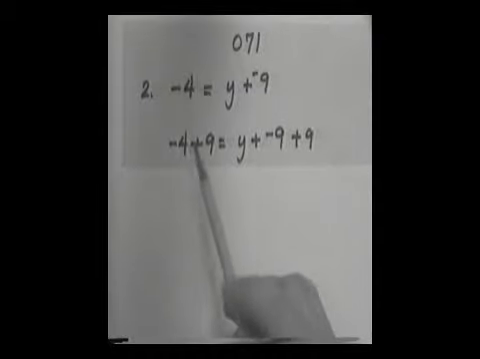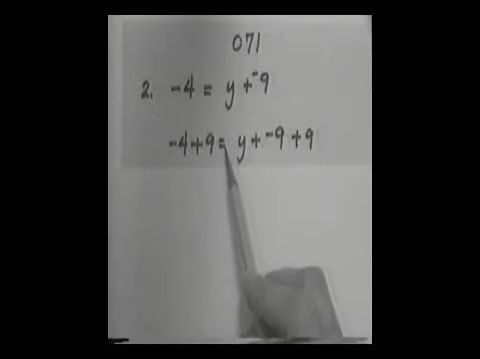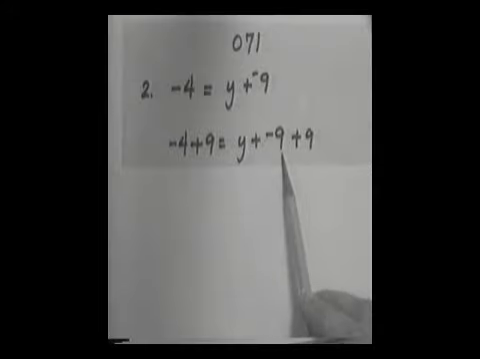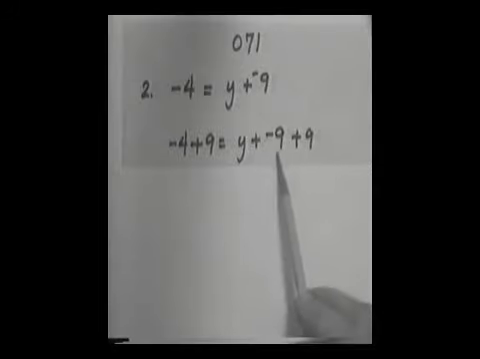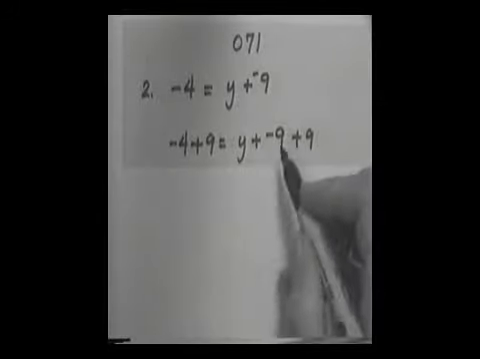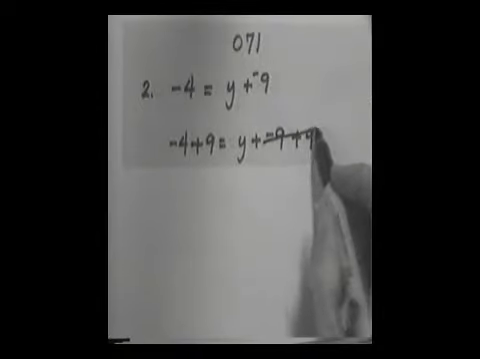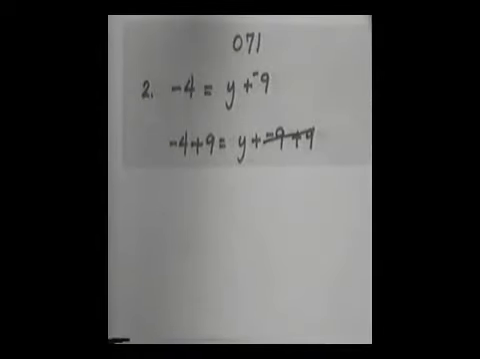This gives us, on the left, negative 4 add 9. Then the equals mark. On the right, y plus negative 9 add 9. The negative 9 and the 9 are opposites. They add to 0, which means in effect they are canceled. This leaves us on the left, negative 4 plus 9, which is 5. On the right, simply y. So we have 5 equals y.